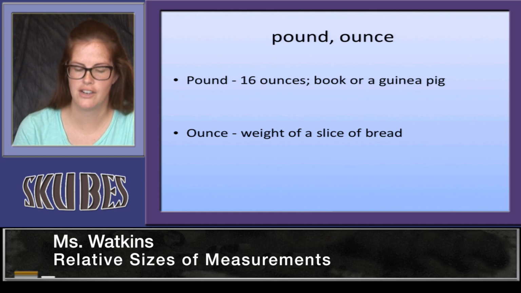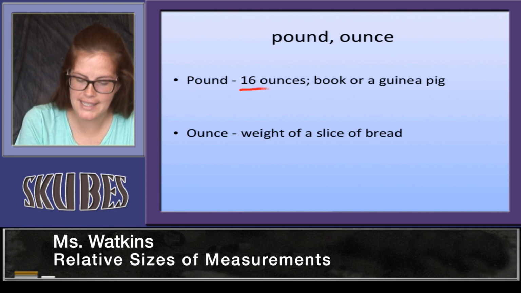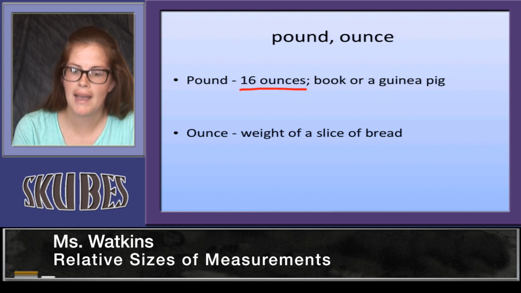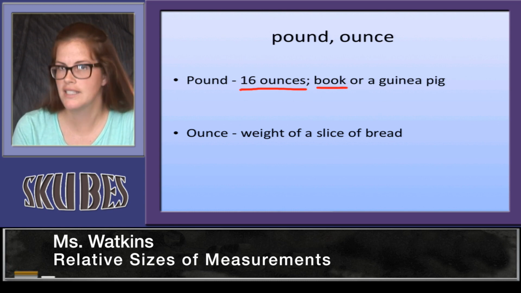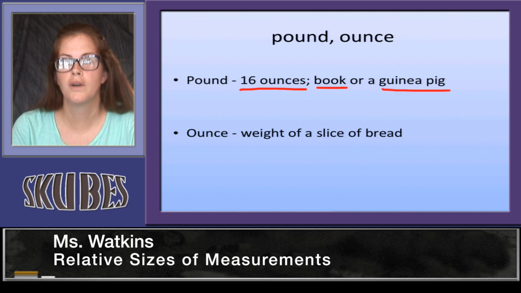These are our standard mass measurements. A pound is 16 ounces, that's important to know, and that is about the size of a book, not a heavy textbook, just think of a chapter book, or a guinea pig. If you were to hold one of those in your hand, that's about a pound.